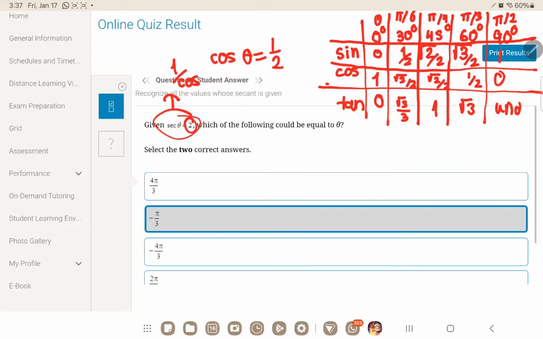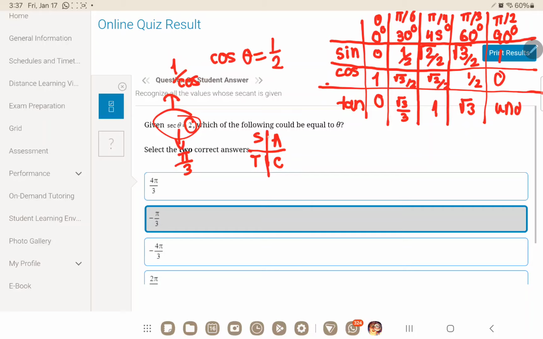So now you need to find cosine what will give you half. You go to cosine and you go to half. It's 60 degrees or pi over 3. So secant theta is pi over 3. Now what we know about it is that secant and cosecant are positive in which quadrants? All students take chemistry.